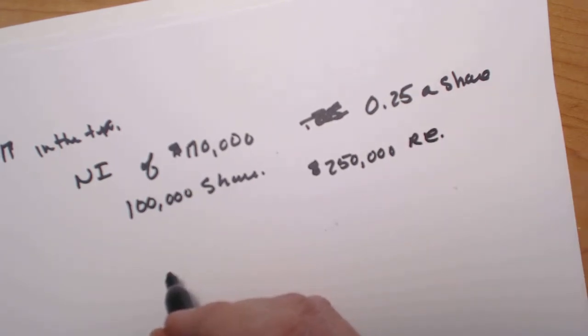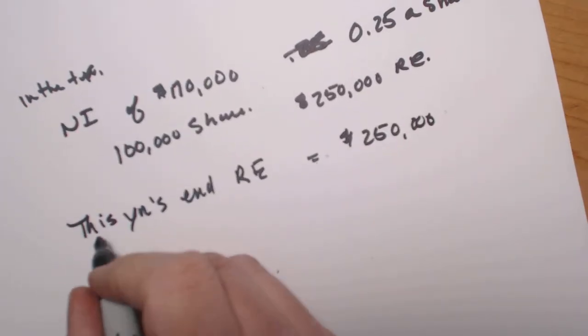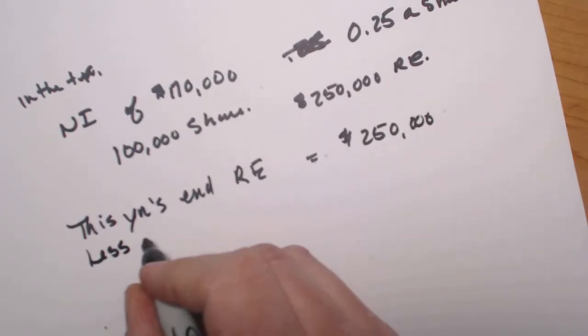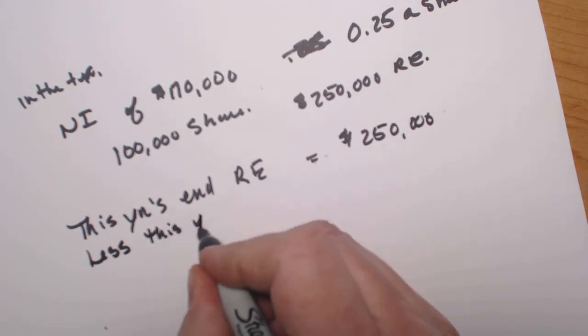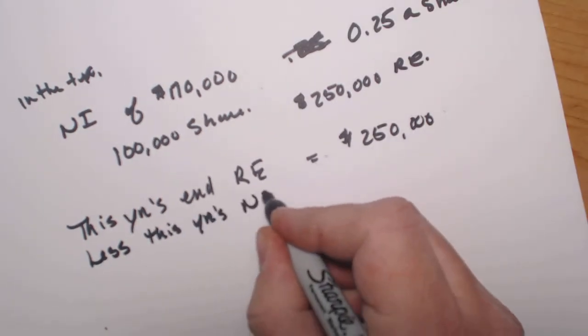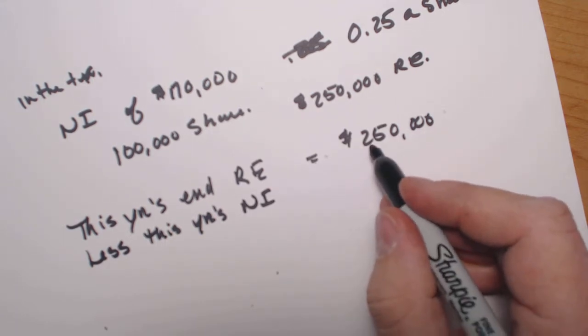So what we need to do is, what is Mintz's retained earnings balance at the end of last year? So what we need to do is develop a little chart. This year's ending retained earnings is equal to $250,000. Then my second line here, I'm going to say less this year's net income. So basically, retained earnings is how much money we kept in the bank.